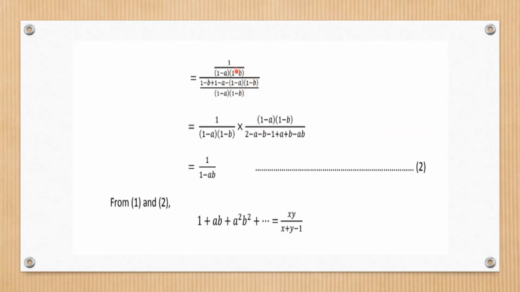So after solution we will get 1 minus a will be cancelled with this, 1 minus b will be cancelled with this, and this will just fetch me, a is getting cancelled with a, b is getting cancelled with b, and 2 minus 1 is just 1, and minus ab. So I get it as 1 upon 1 minus ab. So that means from equation number 1 and from equation number 2, I'll get 1 plus ab plus a square b square plus and so on is equal to xy upon x plus y minus 1.